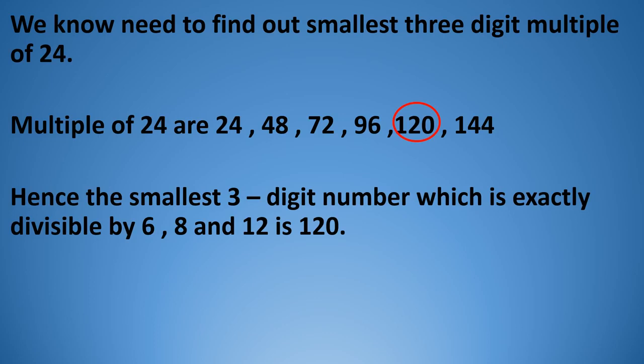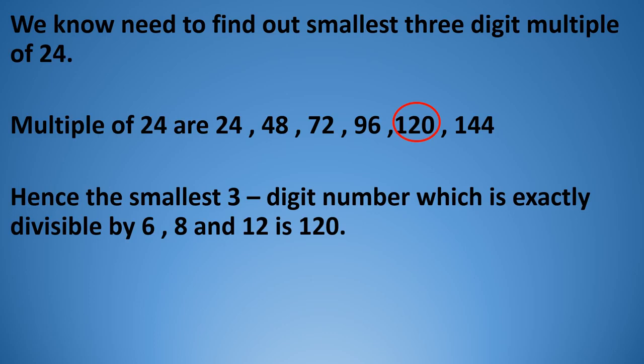Clear? First of all, we will find out the LCM of all the three numbers, 6, 8 and 12. Then our LCM is 24. Then we find out the multiples of 24 till we get the smallest 3-digit number.